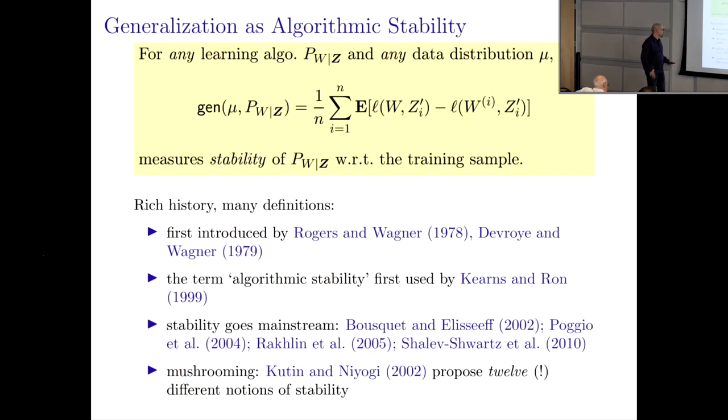And the thing is that these things started growing like mushrooms. For example, Kutin and Niyogi in 2002 proposed at least 12 different notions of stability, and you'd use them in various contexts. Clearly, we've got to do something about that.